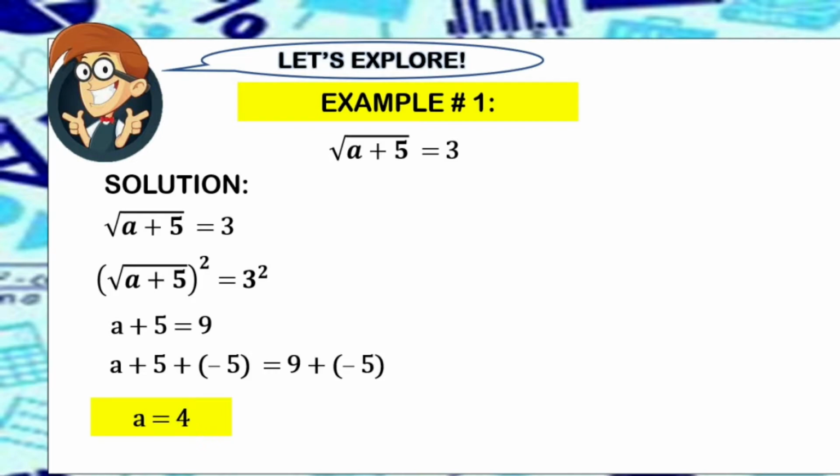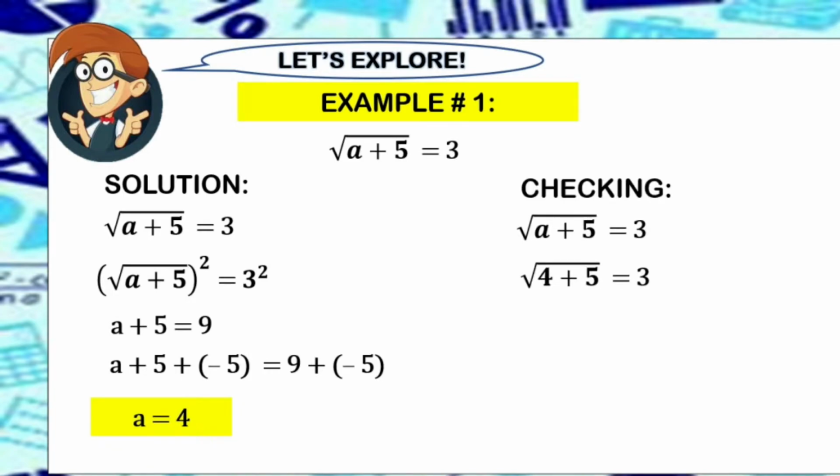To check if our answer is correct, we substitute the value of a into the equation. Thus, we have square root of 4 plus 5 is equal to 3, or square root of 9 is equal to 3. Solving for the square root of 9, we have 3 is equal to 3. Since the left side and the right side of the equation are equal to each other, therefore, we have a correct solution.